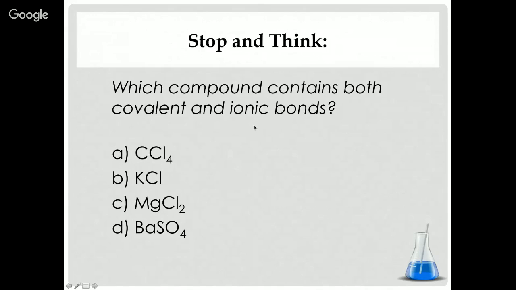Okay, so the correct answer is going to be choice D, which is barium sulfate. And the reason why is the SO4 is on table E. So what's holding the sulfur and the oxygen together, that is a covalent bond. And then barium and the sulfate ion come together to form an ionic substance.